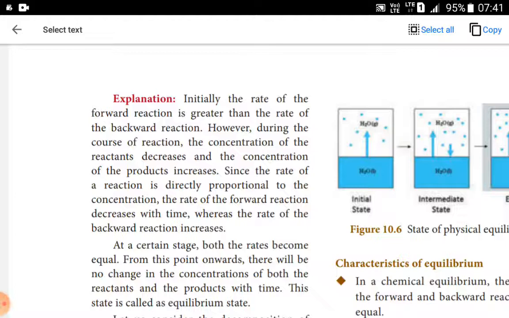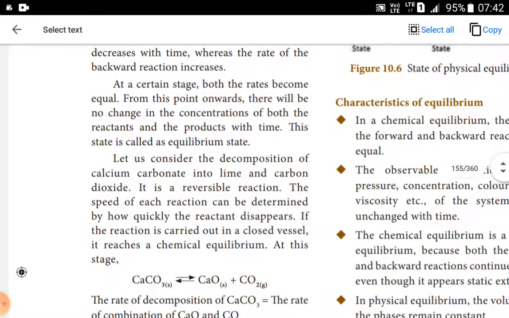So you have to simply understand, initially the forward reaction is greater and the backward reaction is slower, but after some time the forward reaction decreases and the backward reaction increases. But at one stage both the rates, forward reaction and backward reaction, become equal, and at that stage there will be no change in the concentration of the reactant and product. This stage is called the equilibrium state.